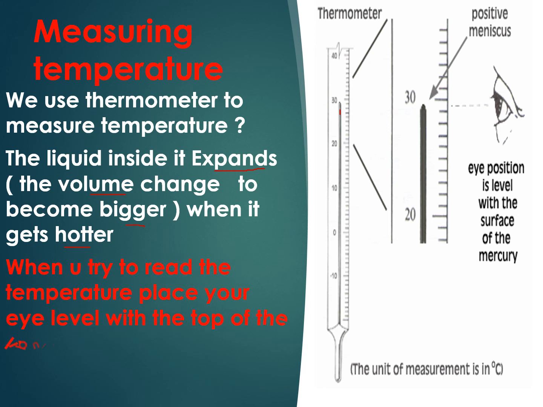When you try to read the temperature, place your eye level with the top of the liquid, like here. This is the right position to know the right temperature. Here, eye position is level with the surface of the mercury, so the temperature here will be 30 Celsius degrees. The unit of measurement here is Celsius degrees.